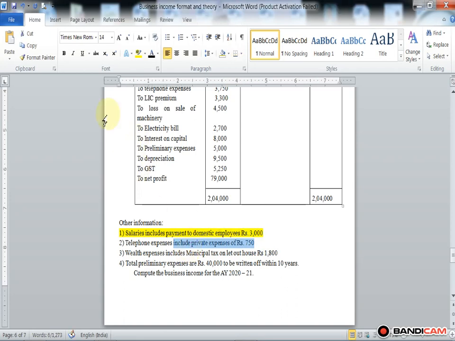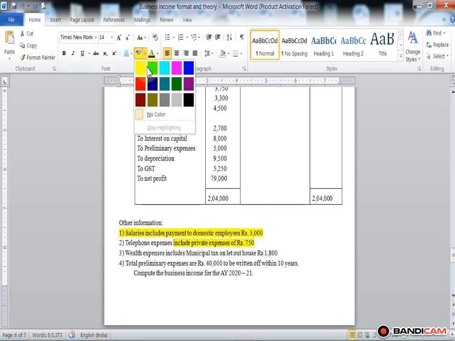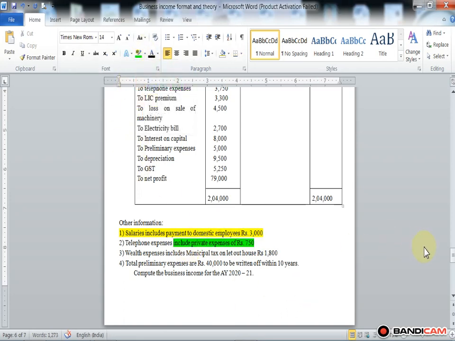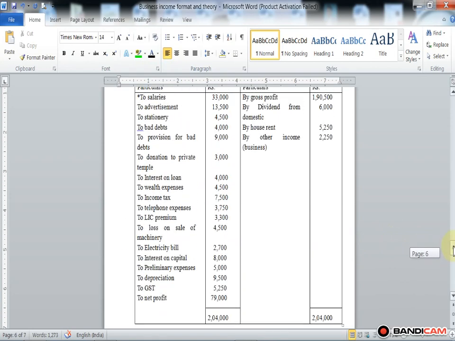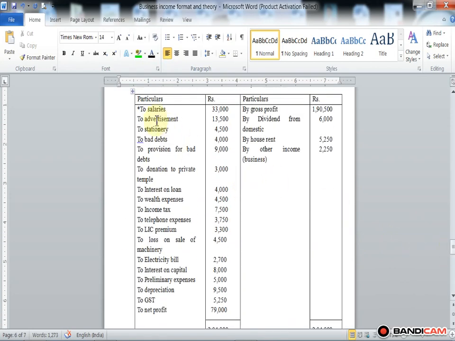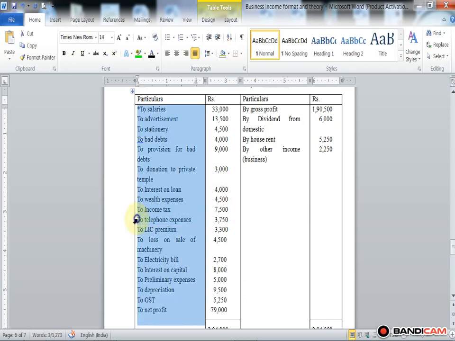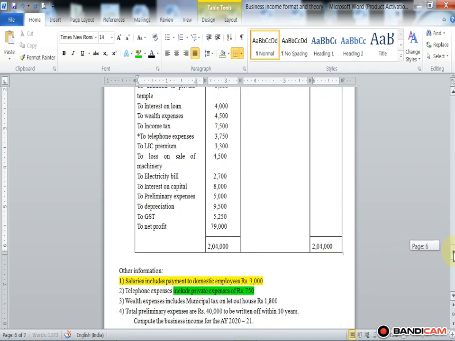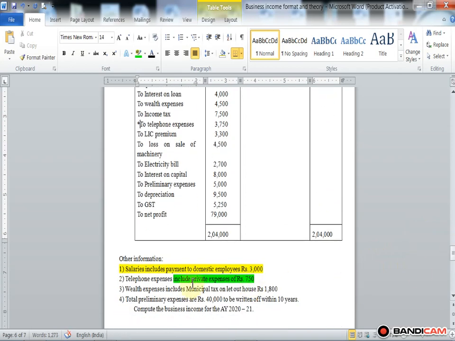Then the second adjustment: telephone expenses include private expenses of rupees 750. Private expenses means personal expenses of Mr. Guru, and personal expenses are disallowed. So here we find the telephone, and in front of telephone we make a star because an adjustment is given, that personal expenses of 750 are included in telephone expenses.